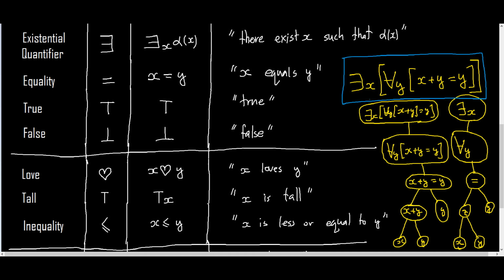And by interpreting this step by step like this, by going top to bottom on this tree, we eventually start to see the logical meaning of this, and we say, oh, wait a second, such x does exist indeed. That's the number 0, right?